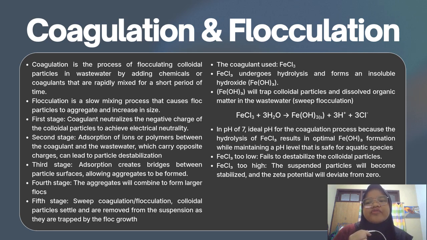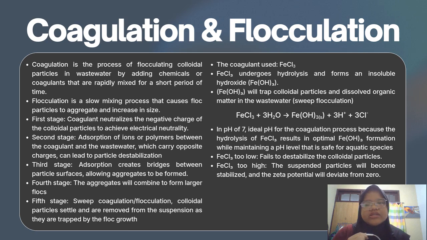These are two of three methods that are used in tertiary wastewater treatment, which are coagulation and flocculation. Coagulation is a process of flocculating colloidal particles in wastewater by adding chemicals, or coagulants, that are rapidly mixed for a short period of time. Flocculation is a slow mixing process that causes floc particles to aggregate and increase in size.